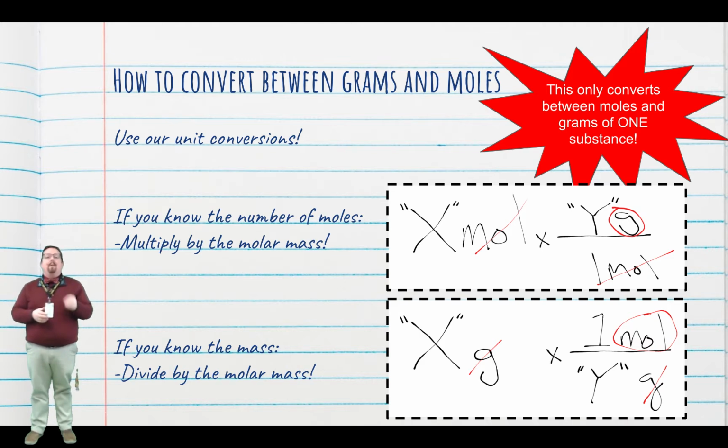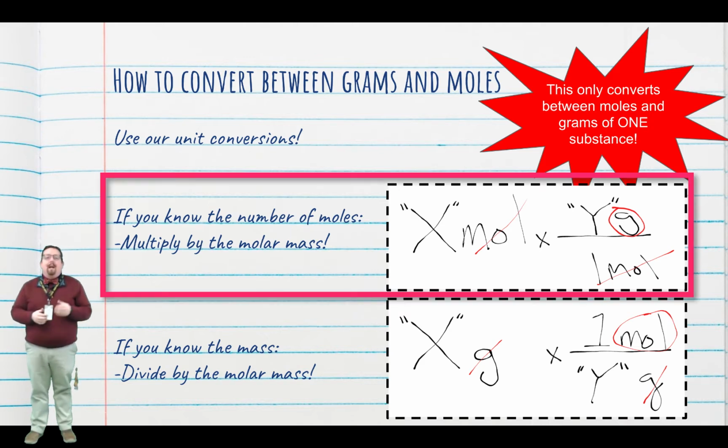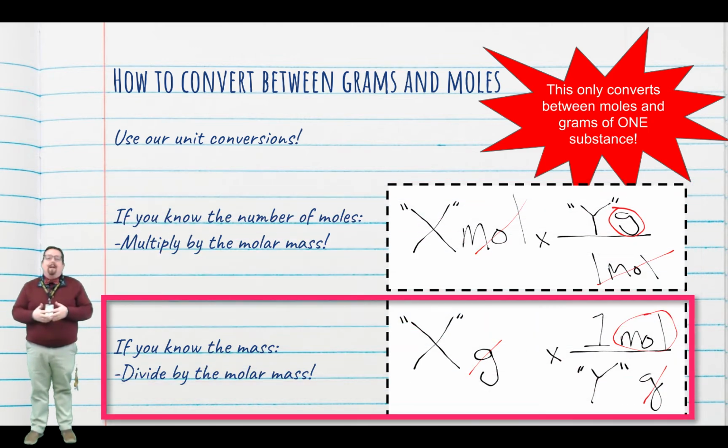We use the same process we did when we did unit conversions at the beginning of the year. If you know the number of moles, but want to find the number of grams, you'll multiply by the molar mass, putting moles on bottom and grams on top. The moles will cancel out and leave you with grams. If you know the mass but want to convert to moles, you'll divide by the molar mass, which puts grams on bottom and moles on top. This will cancel out the grams and leave you with moles.